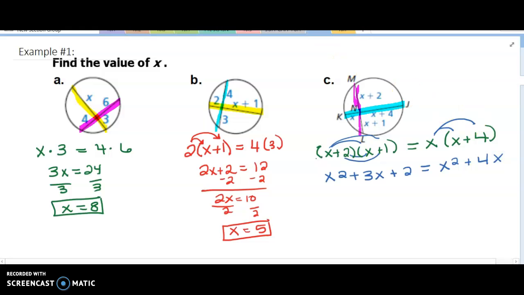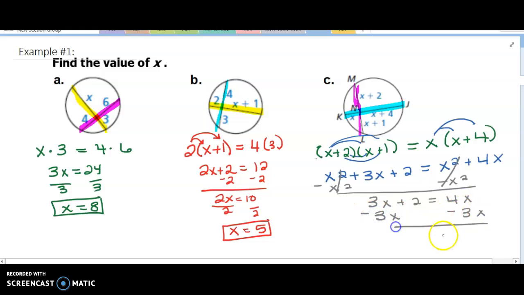Now I know this looks scary, but take a look at this. Subtract x squared from both sides. Those would go away. We get 3x plus 2 equals 4x, and that is an easy algebra problem. So minus 3x on both sides, you get 2 equals x.